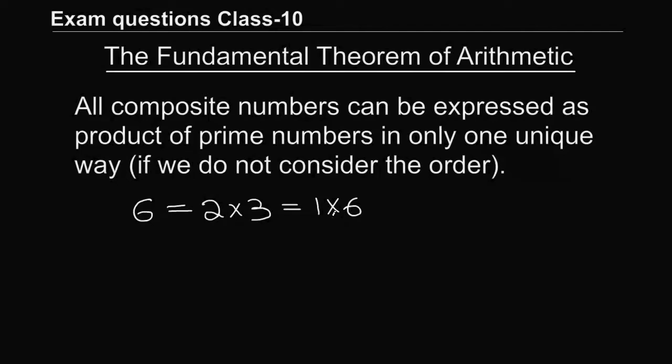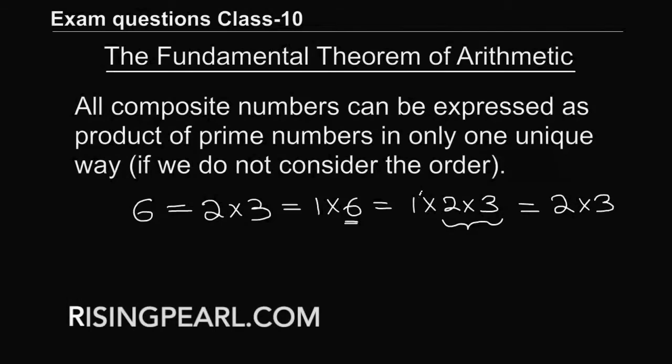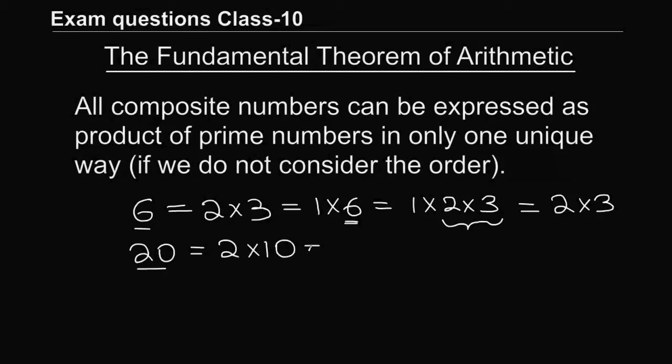But then we are trying to break it down into all the factors that we can, because 6 we can break into 2 times 3, right? Or in other words, we can write this as 1 times 2 times 3. We know that these are prime numbers, so this is the same as 2 times 3. Similarly, let's write the number 20. I'm randomly taking these examples. Here 20 we can write as 2 times 10, and we can break down 10 as 2 times 5, and here we have 2 times 2, so we can write it as 2 squared times 5.